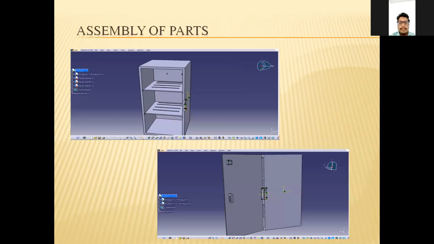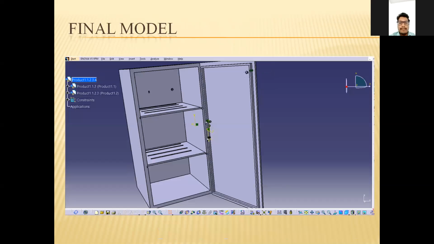And in this slide we can see the stepwise assembly of the parts. That is, we have fixed a hinge part on the body, and next we can see that the other part of the hinge is fixed to the door, which connects both the parts. And we can see the final model, sir, in 3D.